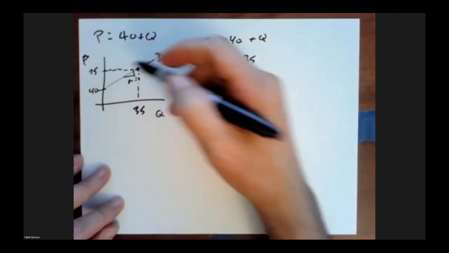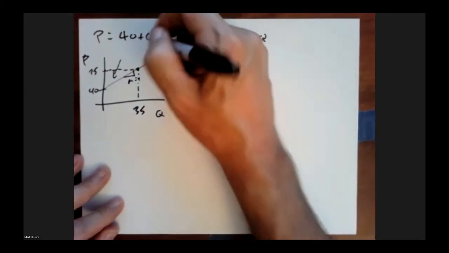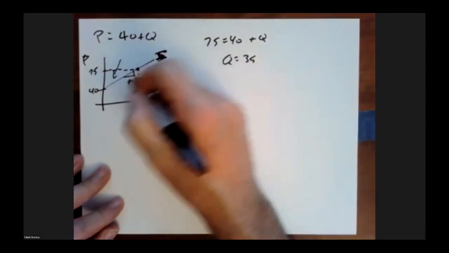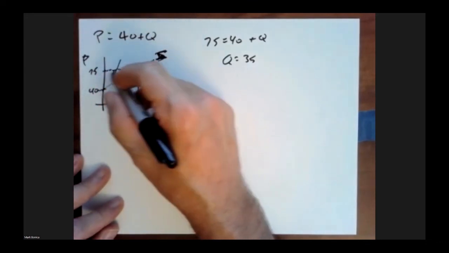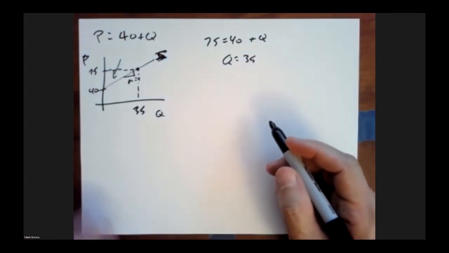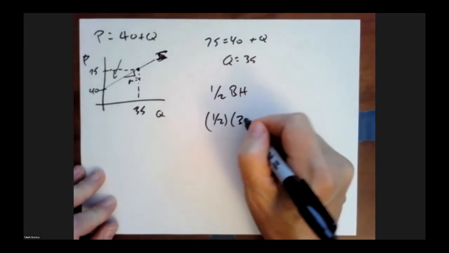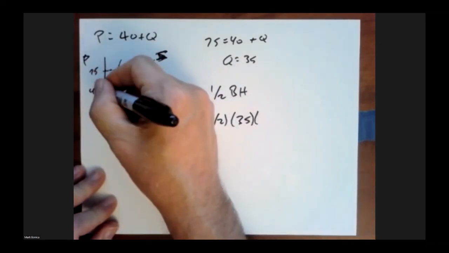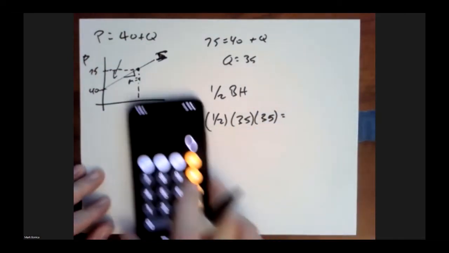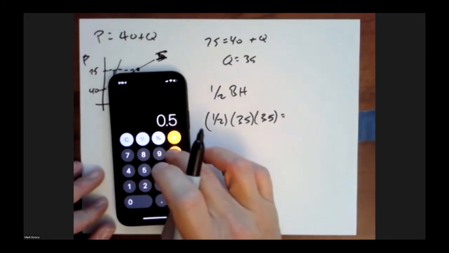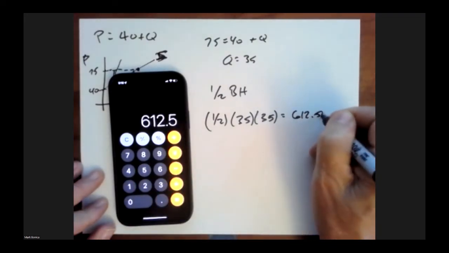Okay. So now we're going to calculate the area of the triangle that is formed by the supply curve, sorry, that should be supply, not demand. The triangle that's below the price line and above the supply curve. So what's the area of that? Again, half base times height. The base is 35. The height is 75 minus 40, 35 as well. So we can do 0.5 times 35 times 35, 612.50.